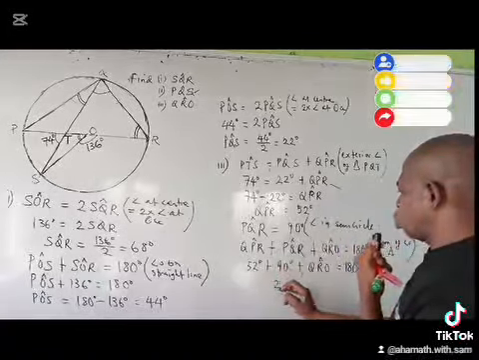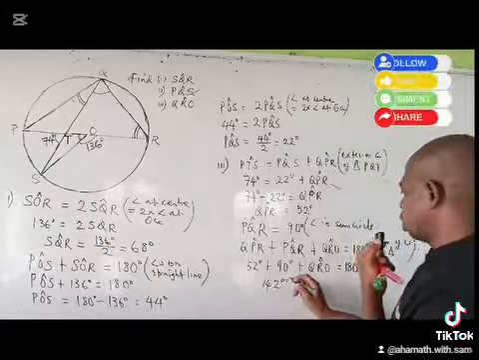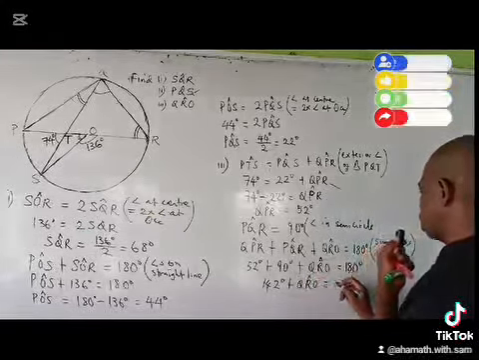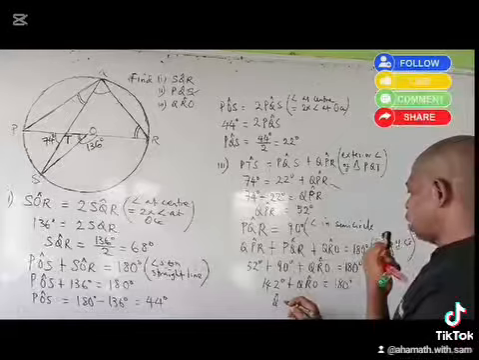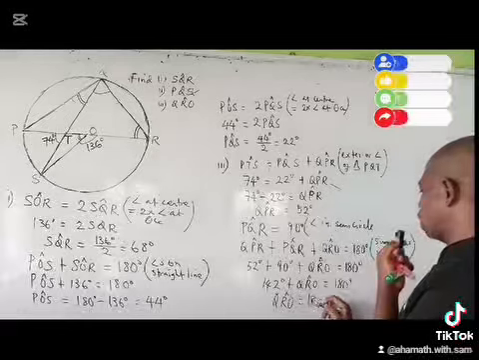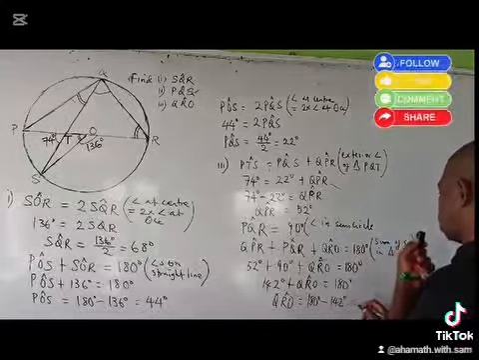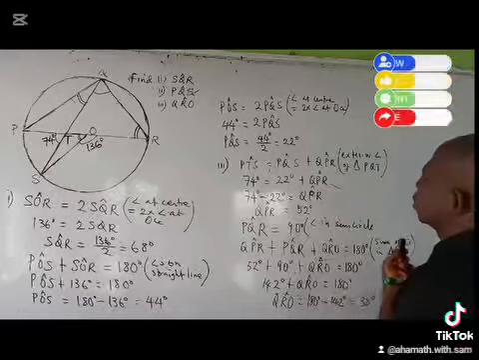We add this, we have 142 degrees plus QRO is equal to 180 degrees. That makes QRO will be 180 degrees minus 142 degrees. And that gives us 38 degrees.